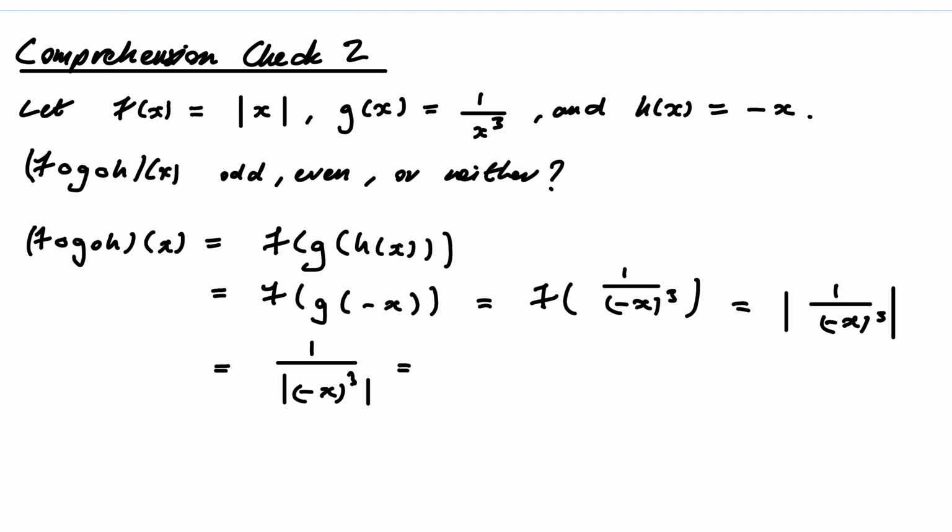Then, again by my rules for multiplication, this is going to be 1 over the absolute value of minus X on its own, all cubed. And finally, the absolute value of minus X is the absolute value of X. I'm just putting it in this format to make it super nice. Now, is this odd or even? I think it has to be even.